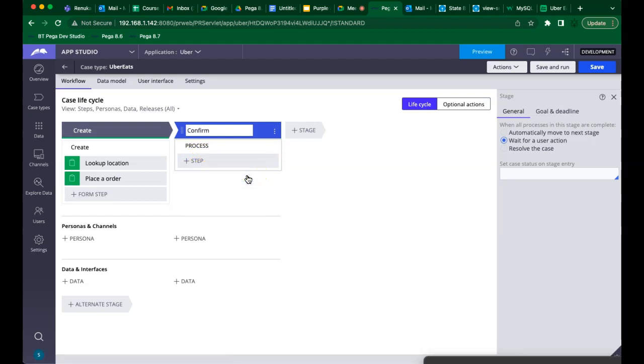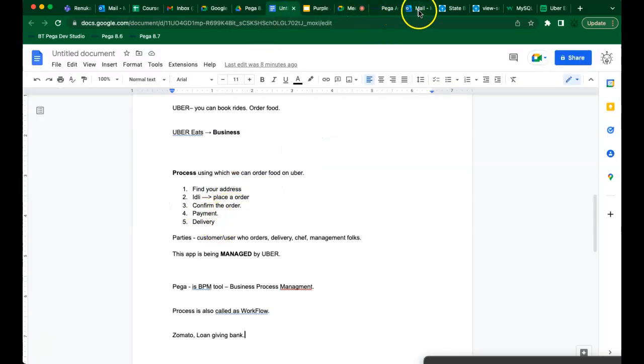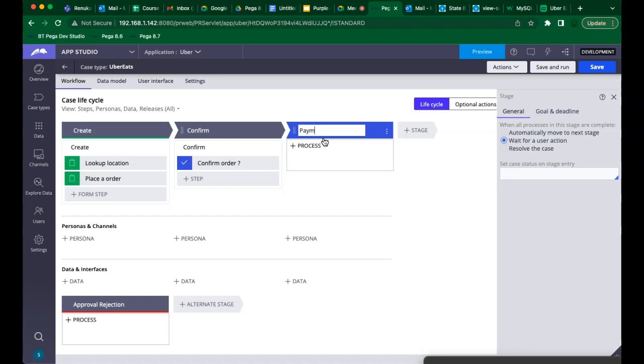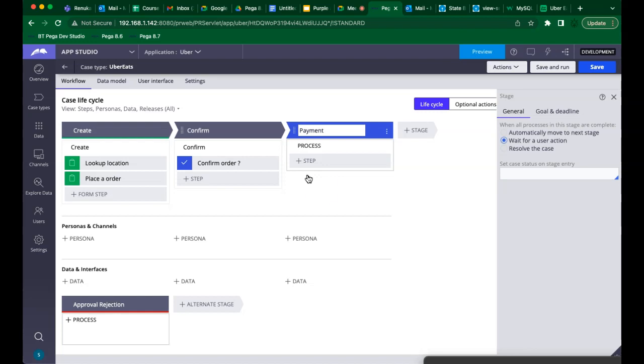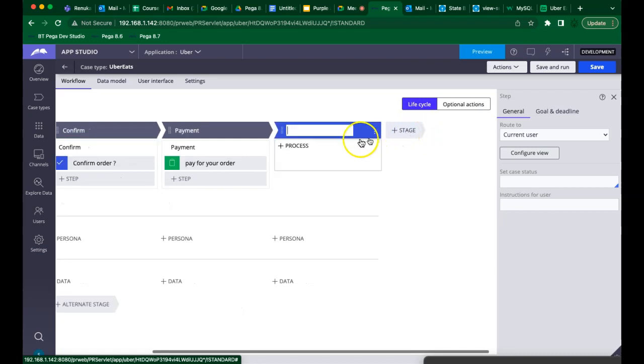So let's say it's an approve and reject startup setting. Either you will confirm or you will say no. You will say yes or you will say no, right? So it has to be approve or reject startup setting. Right? Confirm order. And then what is the next step? Payment. Right? And then payment and delivery. The next step is you take delivery, right?